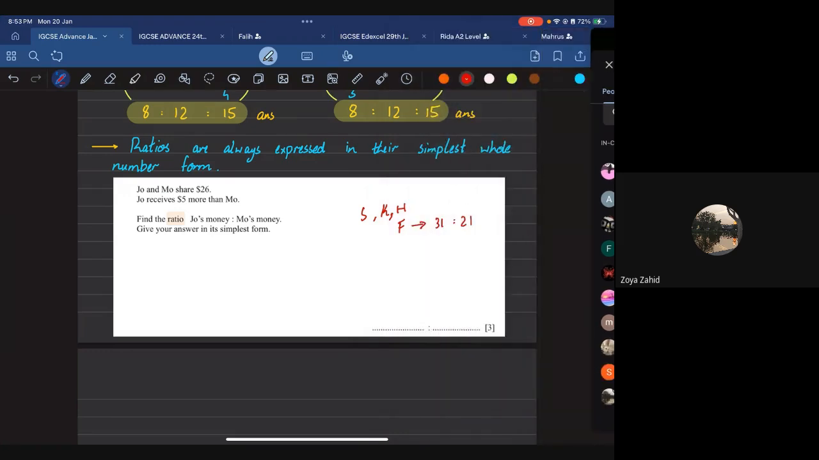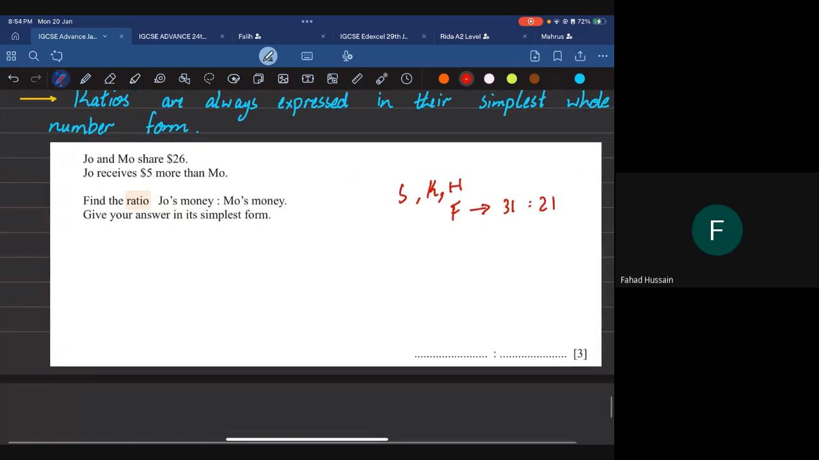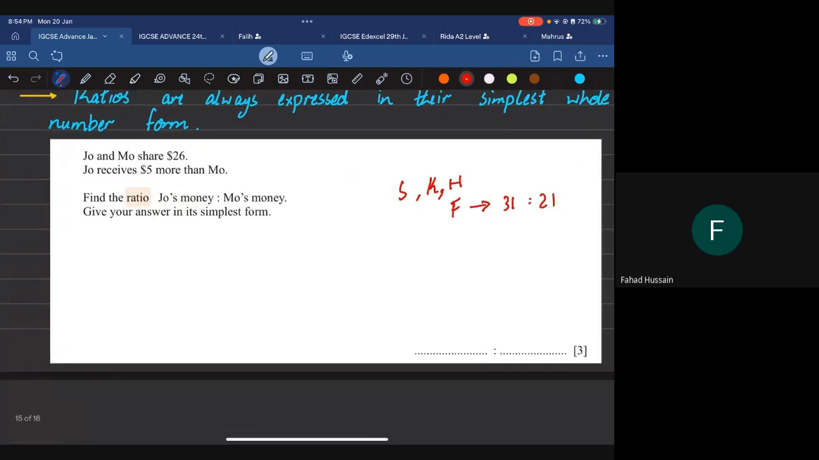All right. So, Fahad, guide me through it. How did you do it? Sir, first I took Mo's money as X, and then because Joe receives $5 more, Joe will be X plus 5. Fahad, slow down. So Mo's money is X. Why is that? Because Joe's money is being compared with Mo. So Joe's money is going to be X plus 5, right?